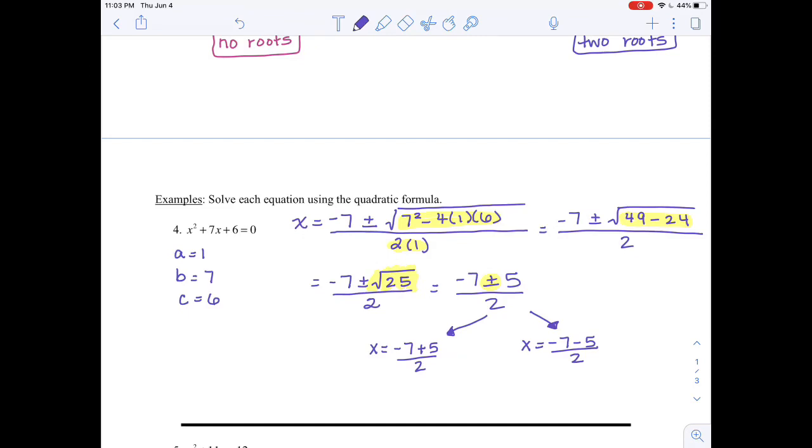-7 plus 5 is -2. -2 divided by 2 makes our first solution -1. For the second expression, -7 minus 5 is -12. -12 divided by 2 makes our next answer x equals -6. So for this question, we have two solutions. x is -1 and x is -6.